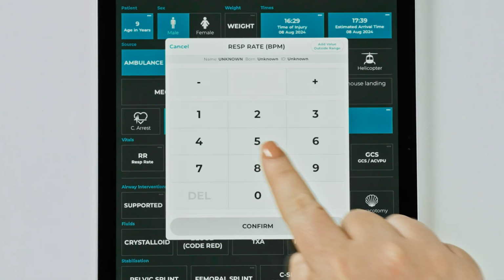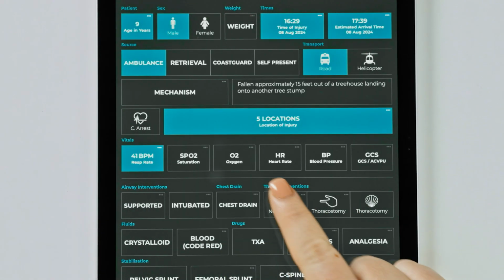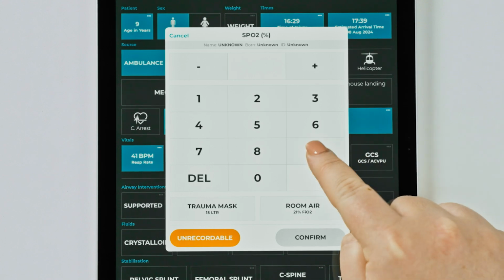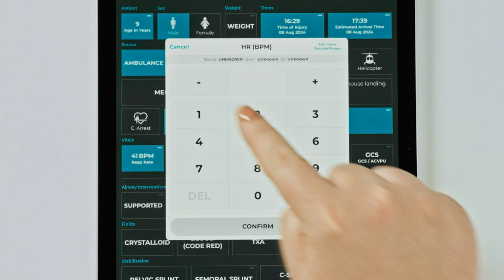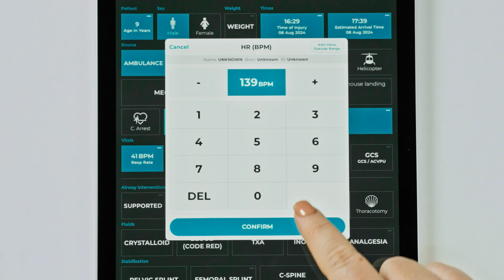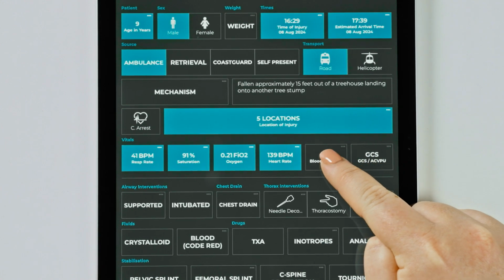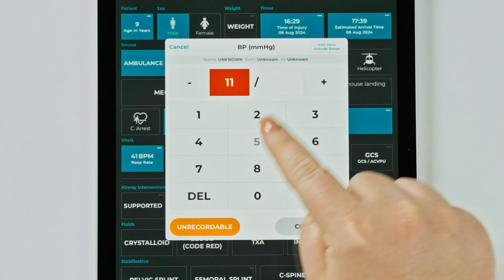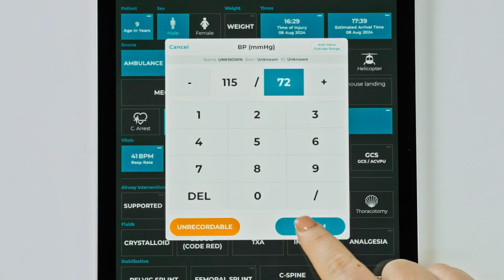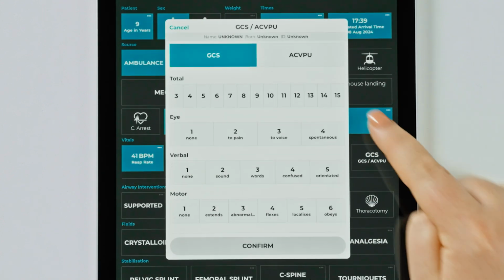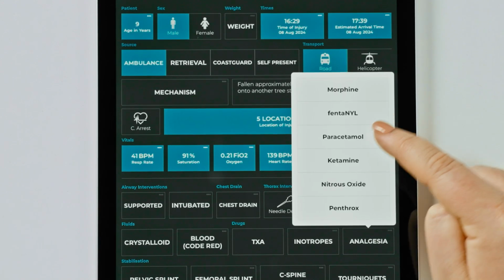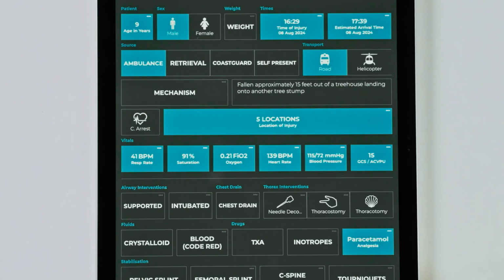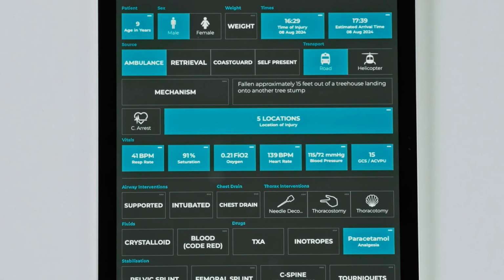His respiratory rate is 41 breaths per minute. His saturations are 91% in air. His heart rate is 139 beats per minute. Blood pressure is 115/72 and his GCS is 15. He has received IV paracetamol for pain and no other interventions are reported.